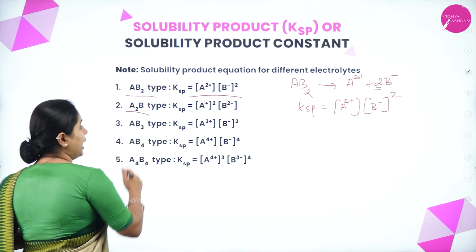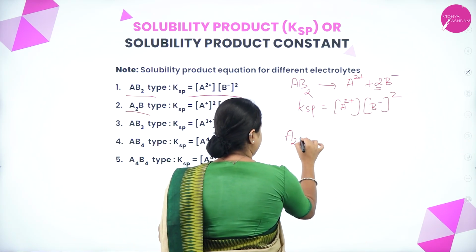Clear? Now the next one is A2B type. How does it dissociate?